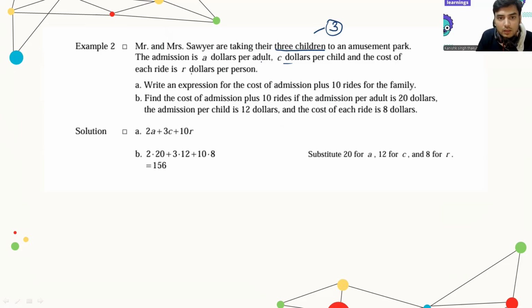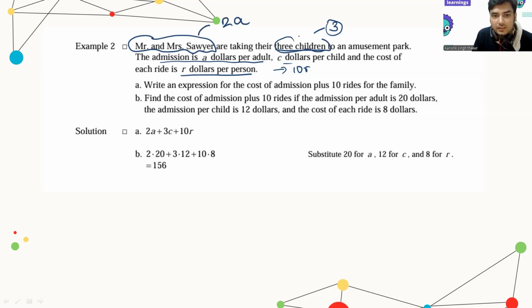First of all, R dollars per person is the cost of each ride. They have done 10 rides, so that would be 10R. 10 rides for the whole family, right? Not for one person. But before this, they must have gone to the park also, right? They are admitted to the park also. So admission is $a per head. How many adults are there? Mr. and Mrs. Sawyer, there are 2 adults. So they will be costing 2a. Taking their 3 children, so their children will be 3c. So total cost will be coming out to be 2a plus 3c plus 10R. Yeah, this is what it is.